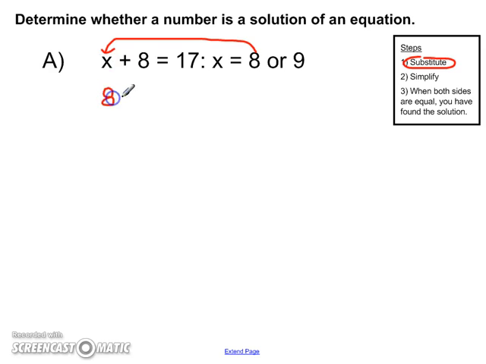Now I'm going to go 8 plus 8. Is that equal to 17? If it is, it's my solution. If it's not, it's not my solution. Well, 8 plus 8, this is the second part, simplify. So 8 plus 8, that's 16. Well, is 16 equal to 17? The answer to that is no, it's not. So 8, since both sides are not equal, is not the solution.